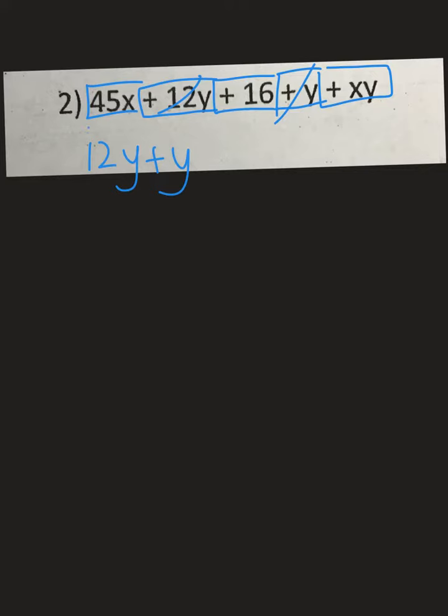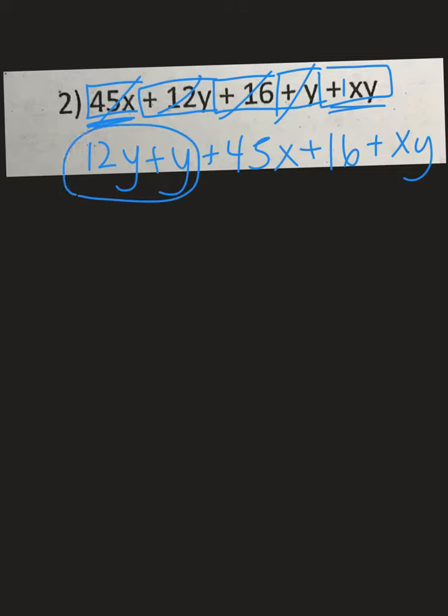When I look at my x's, my 45x, I don't have another one that's just x. So I'm just going to bring down 45x. Again, when I look at my constant 16, I don't have any other constants, so I'm also just going to rewrite that. And then here I've got 1xy, but I don't have any other just xy's, so I'm going to just bring that one down as well. Okay? So now that I've written them together, I am going to look and combine my like terms.